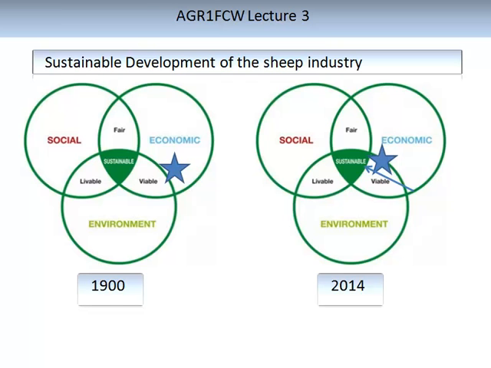The modern day sheep industry, however, has made a change. They've moved more towards sustainable. You can't say they meet every requirement for sustainability, but they are certainly economically viable, and they are certainly changing production techniques to become more sustainable from the environmental and from the social perspective too.